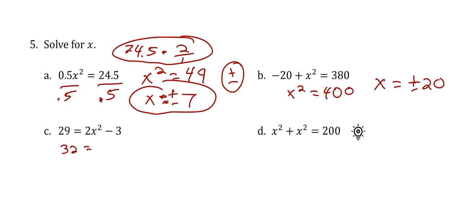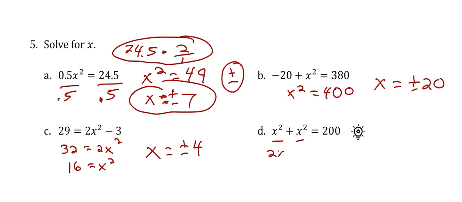Okay, the next one, we're going to add 3 to both sides. So we get 32 equals 2x squared. Divide both sides by 2. So 16 equals x squared. And that one I'm hoping pops right into your head. X is equal to a positive or a negative 4. Okay, we're on the next one.